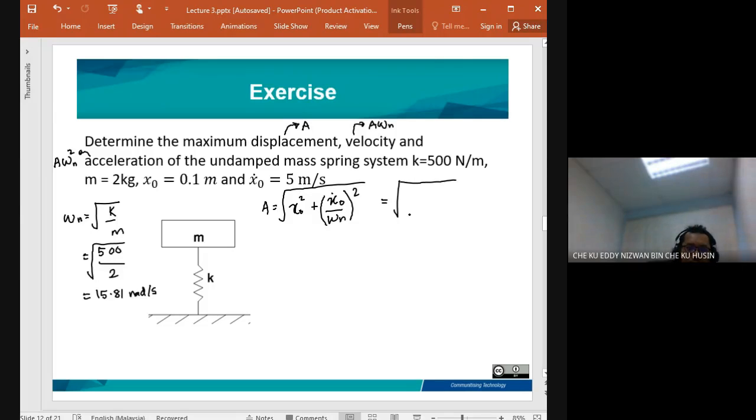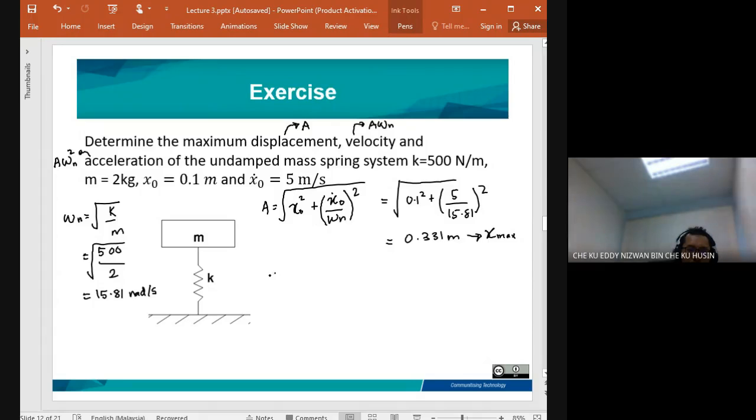X naught is given, which is 0.1, plus X dot naught is 5 over 15.81 square, which is equivalent to 0.331. The unit should be meter, and this is X max.